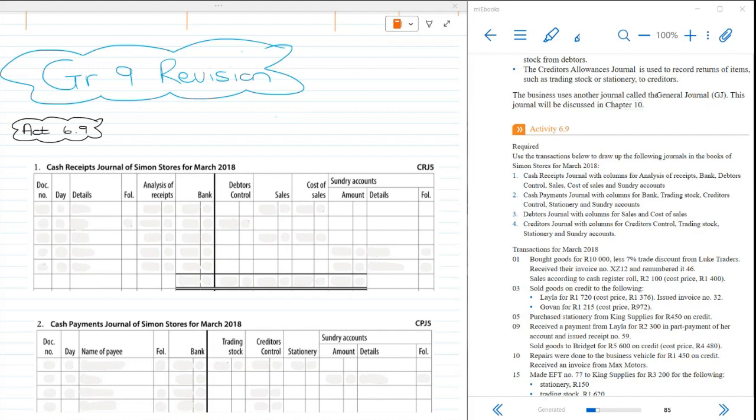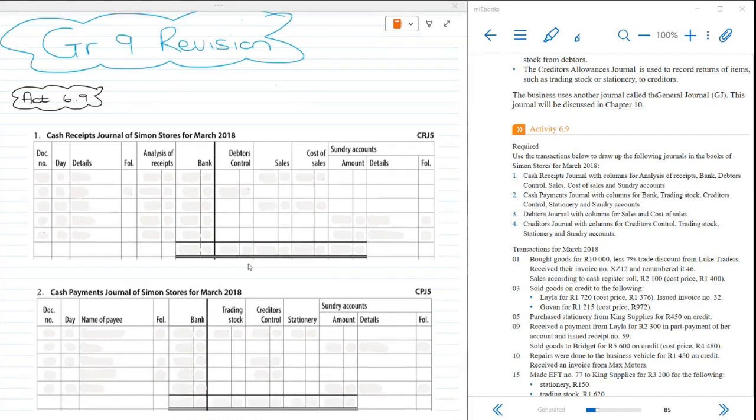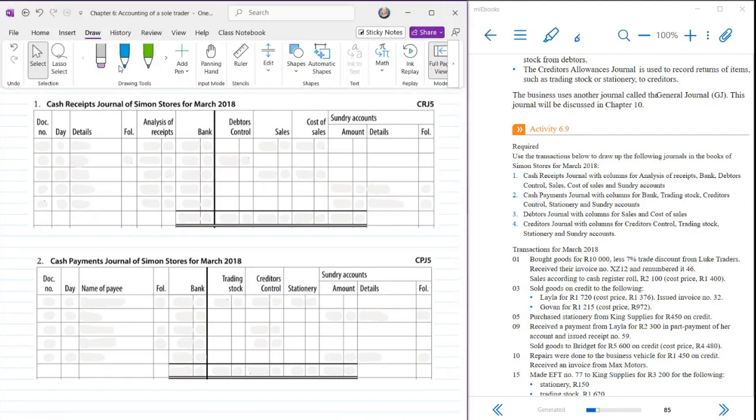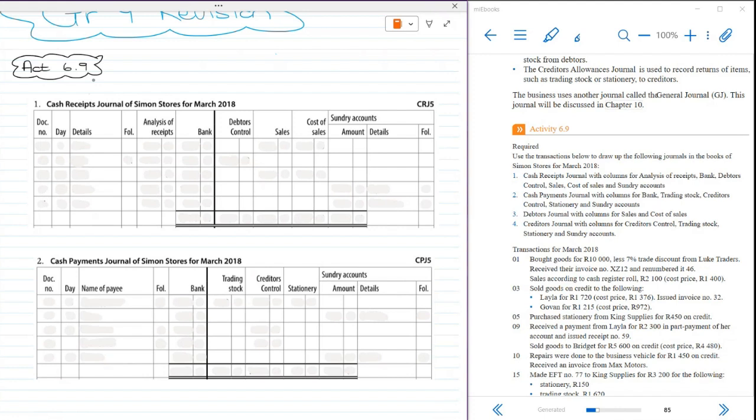Okay, so if we first look at our CRJ. The CRJ is when we receive cash. So, making certain notes for myself. When we receive cash, we know that we receive that money in our bank account, meaning my bank needs to increase. Bank is an asset, and the only way an asset can increase is if we debit it. So I'm only going to debit bank in my CRJ.